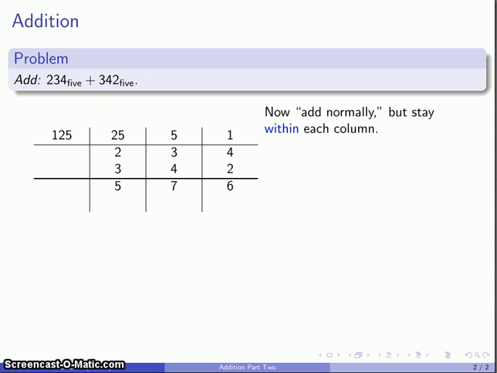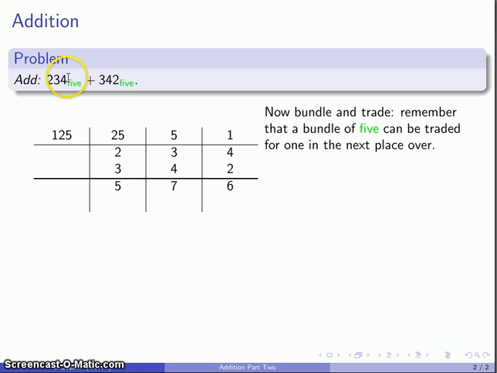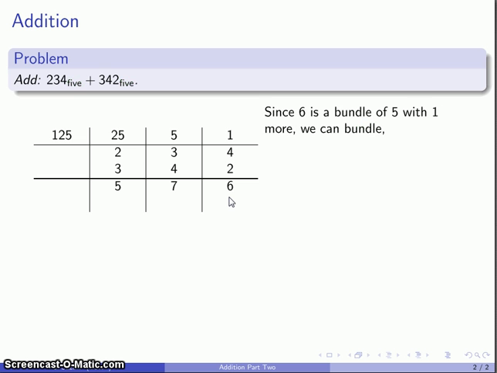So in order to get our final answer, we need to bundle and trade. So let's see, in base 5, again we're working in base 5, so we want to find a bundle of 5 and trade it for 1 more in the next place over. So let's start with our lowest order of magnitude, that's 6, and 6 is a bundle of 5 with 1 more, so I'll bundle. There's my bundle of 5, there's my leftover, and now I can trade this bundle of 5 and get 1 more in the next place.